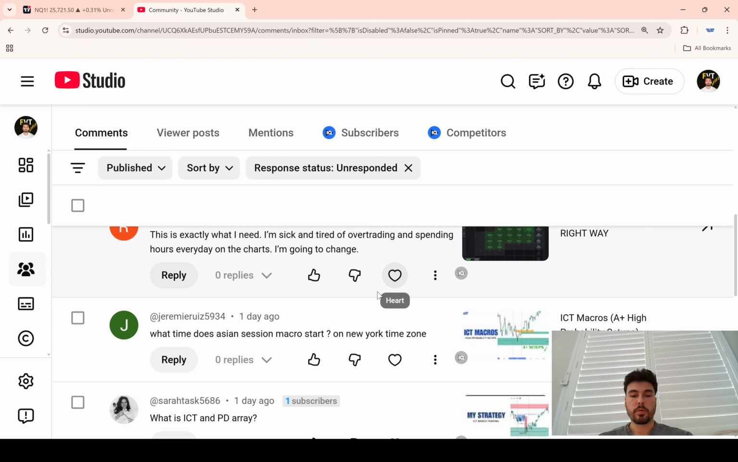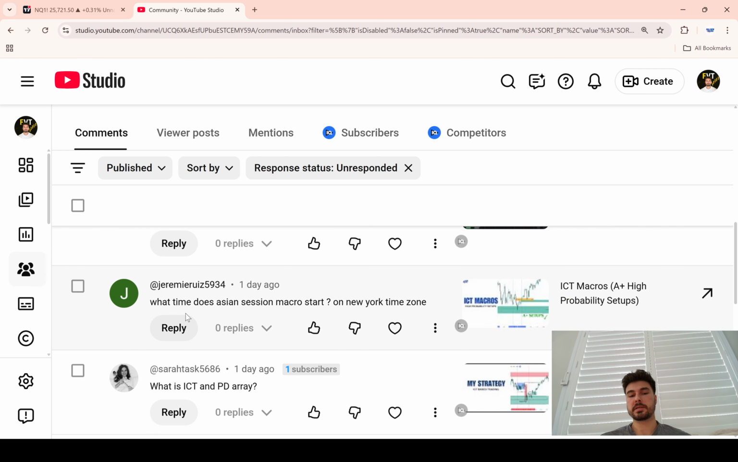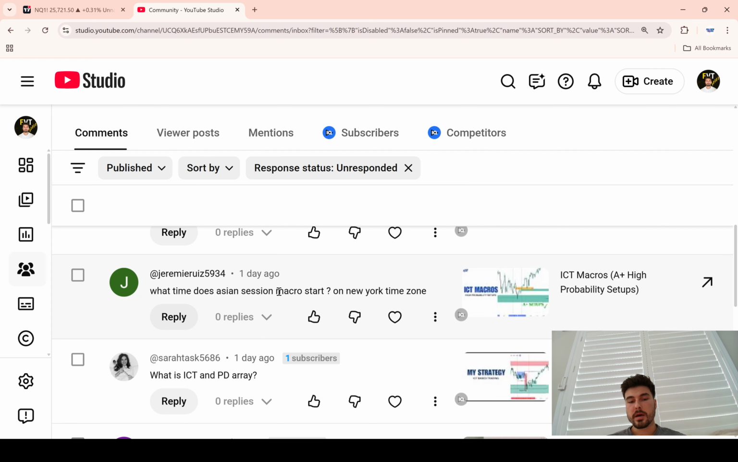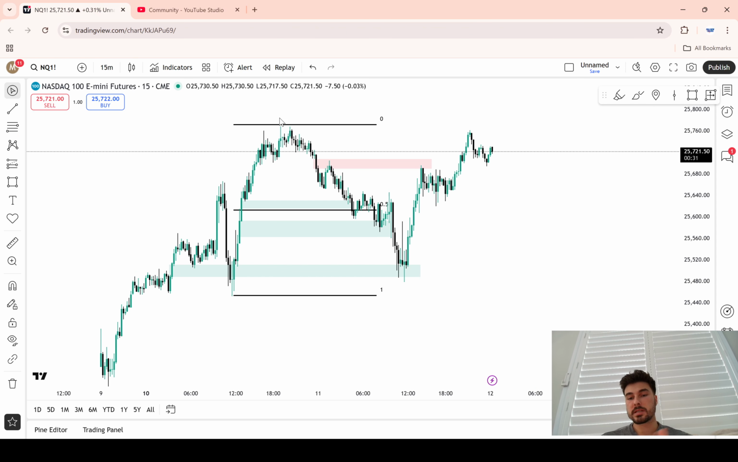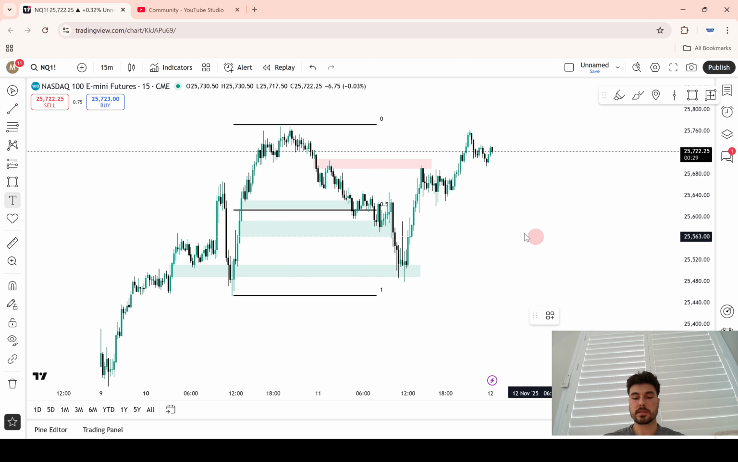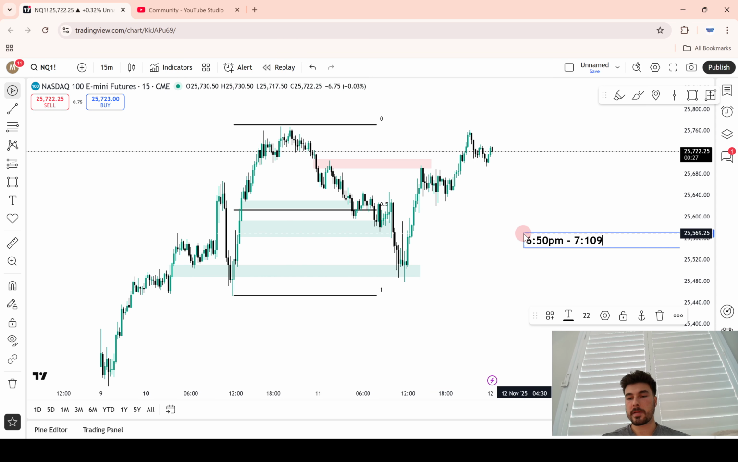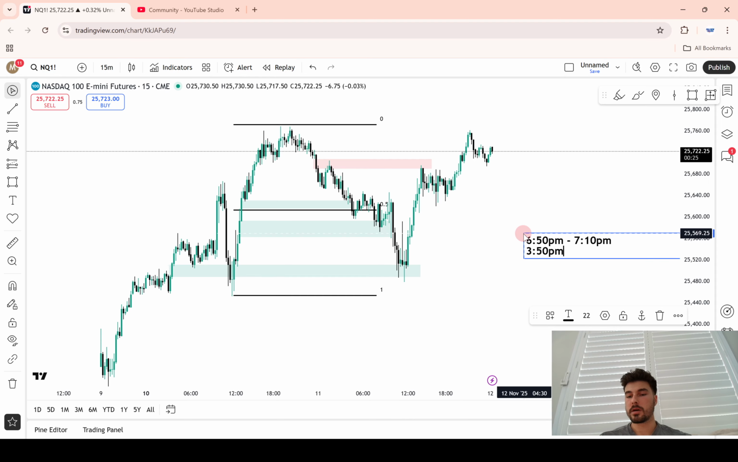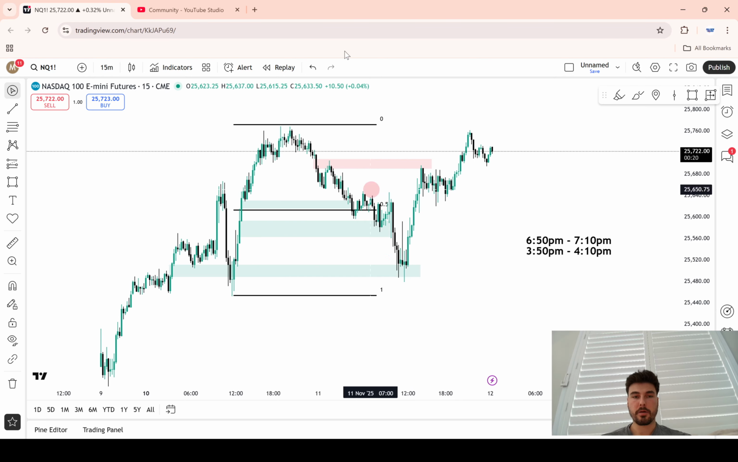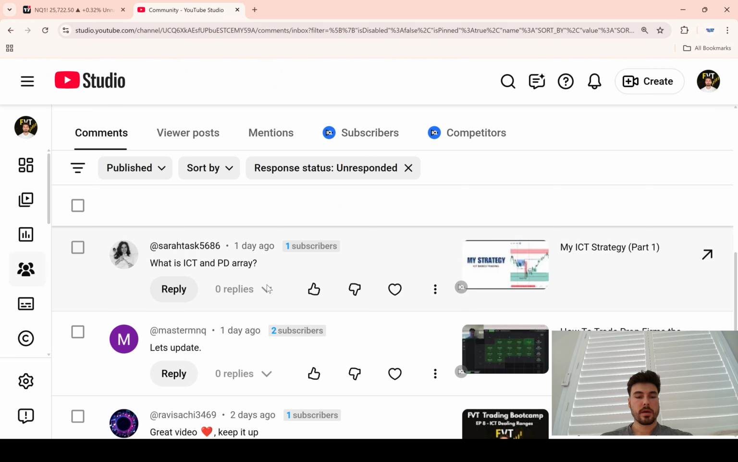So really important. This one here, what time does the Asian session macro start? Well, the first macro is from 6:50 to 7:10, right? So this is the first macro of the day, and the last macro is 3:50 to 4:10. So it goes every single hour. There'll be a macro. Really important. Study that.